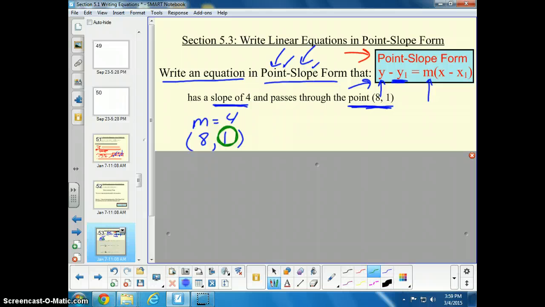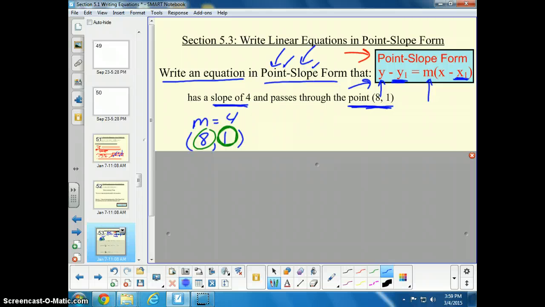It says over here x sub 1. Again, we have x and then minus x sub 1. Well, that's going to be where the x coordinate goes in. So in this case, that's going to be 8. So I've got the two numbers I need. I've got the slope that I need. I'm just going to put this equation together. Here's what it'll look like.